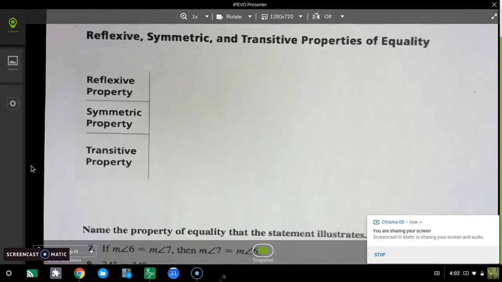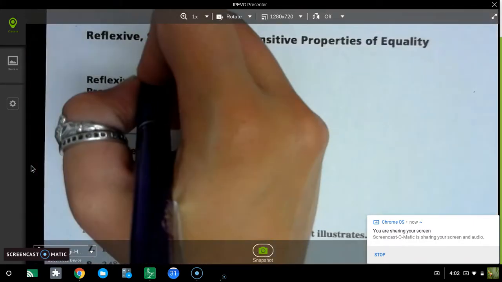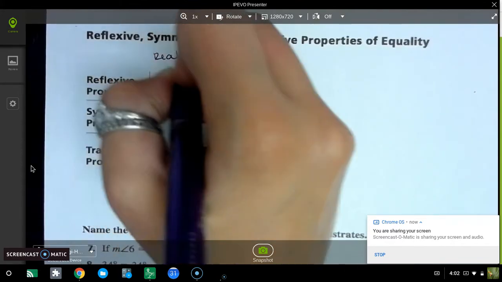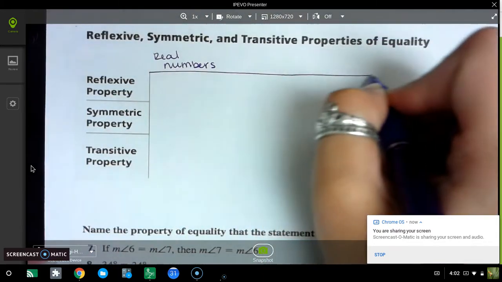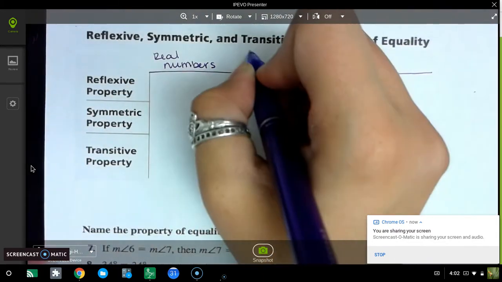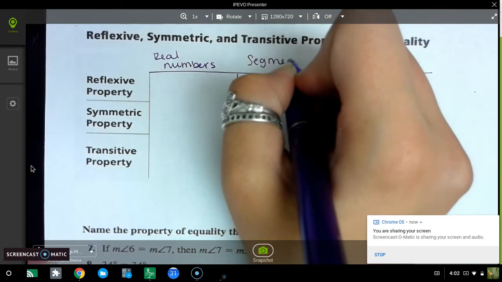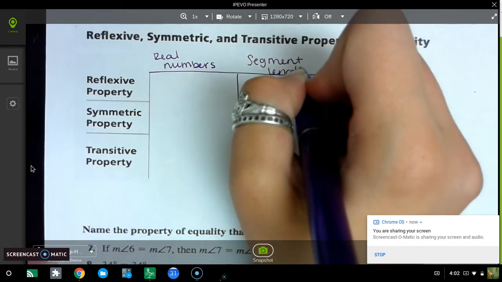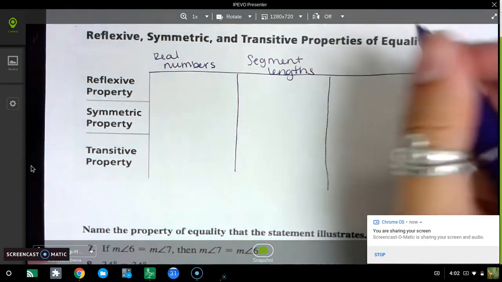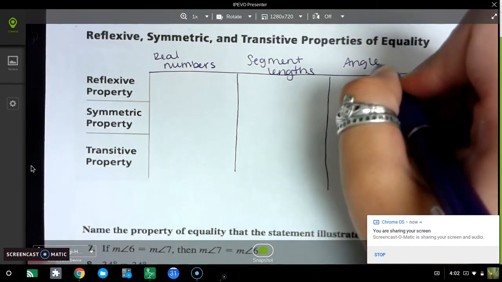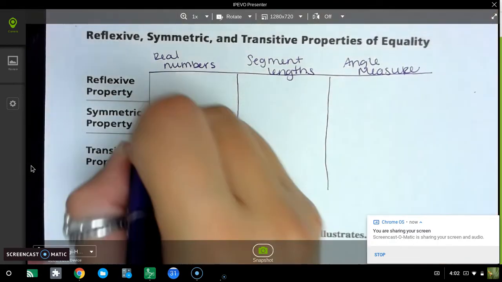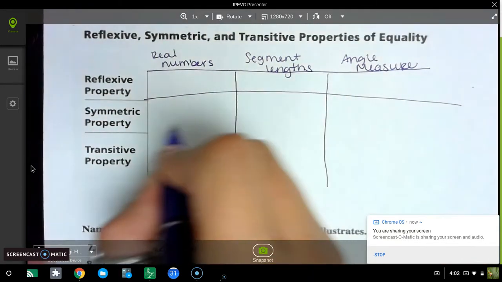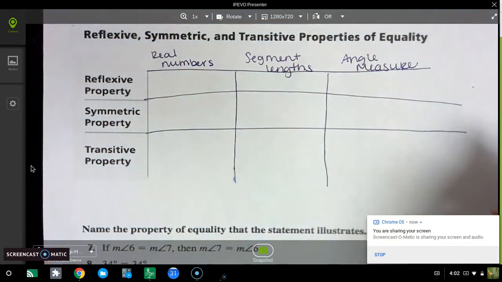Reflexive, symmetric, and transitive properties of equality. We will have real numbers. We also have segment lengths. And we also have angle measure. Okay. Draw our lines out. Mine was not straight, I apologize. Okay, read my reflexive property.